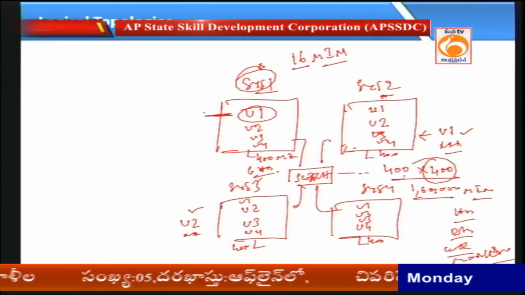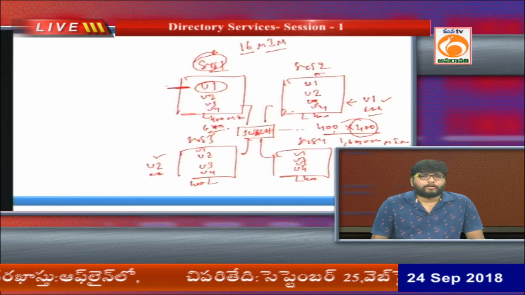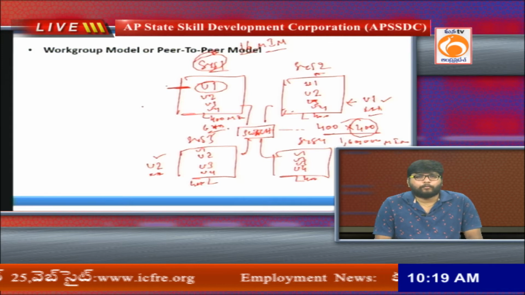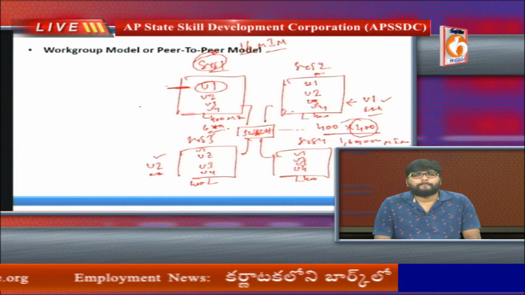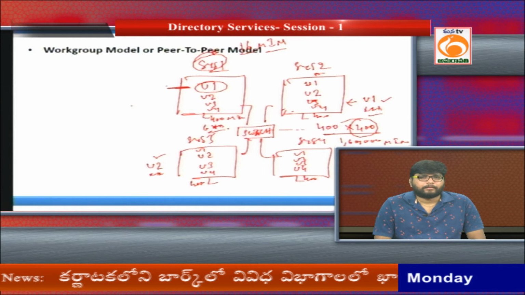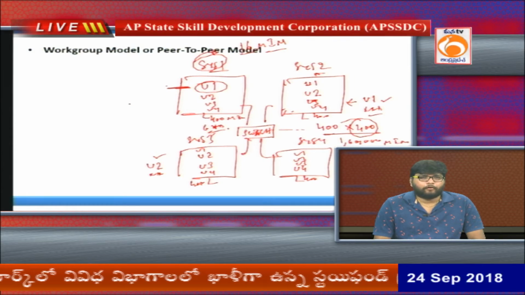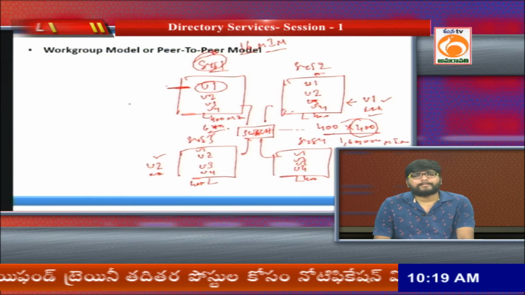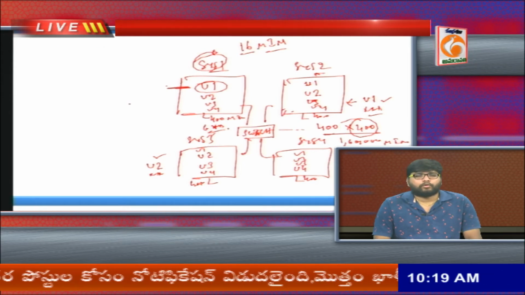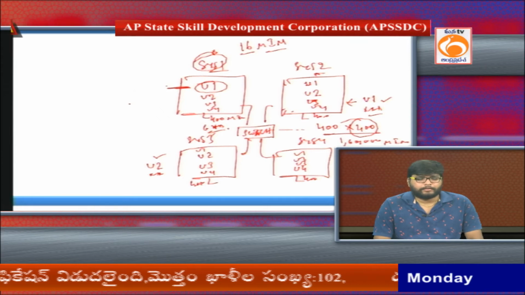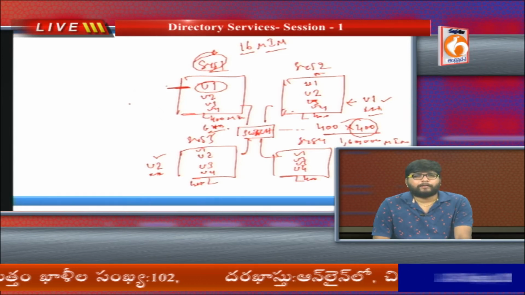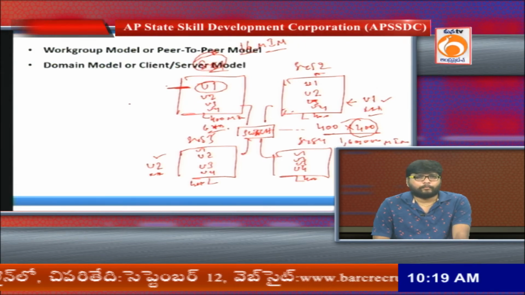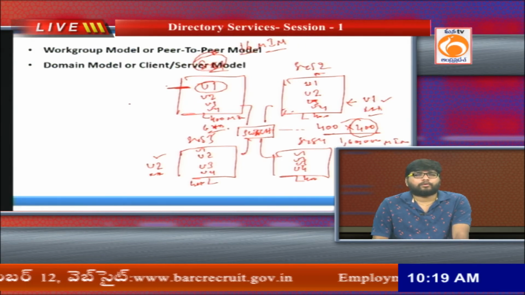What I am trying to show you in this example is that the work group model, the first model which I told you, the peer-to-peer model, is not recommended for big companies. Small company, 4 computers, 4 employees, go ahead, work group. But when the network size increases, the work group model is not recommended. This is where administrators will think of converting their work group model to the second type of model called the domain model, which is also known as the client server model.